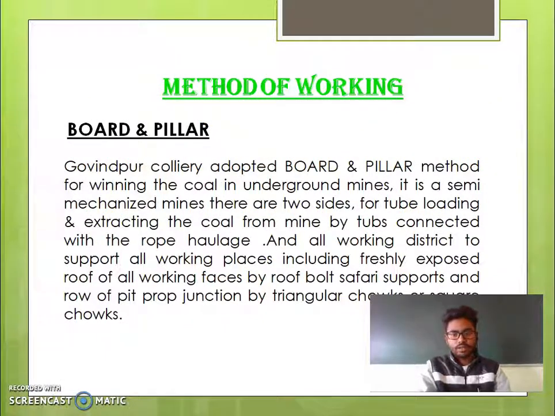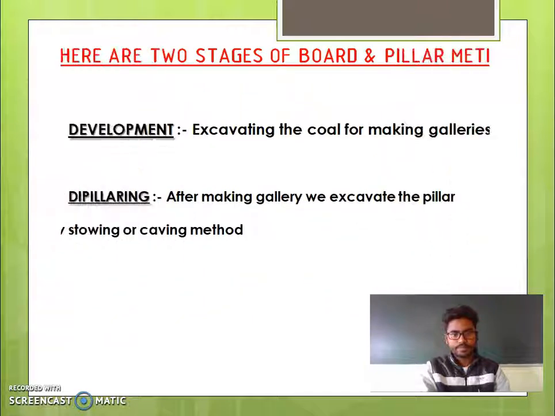The method of working in Govindpur project is board and pillar. Govindpur colliery adopts the board and pillar method for winning the coal in underground mines. It is a semi-mechanized mine. There are tubs for loading and extracting the coal, and the tubs are connected with rope haulage. All working places, especially exposed roof, are supported by roof bolts, steel supports, and so on.